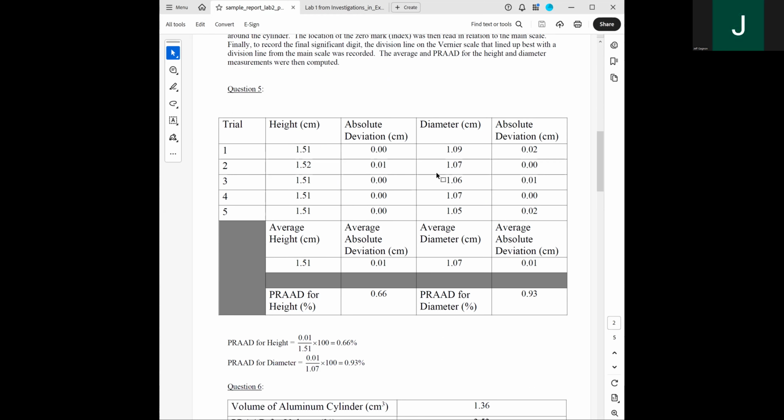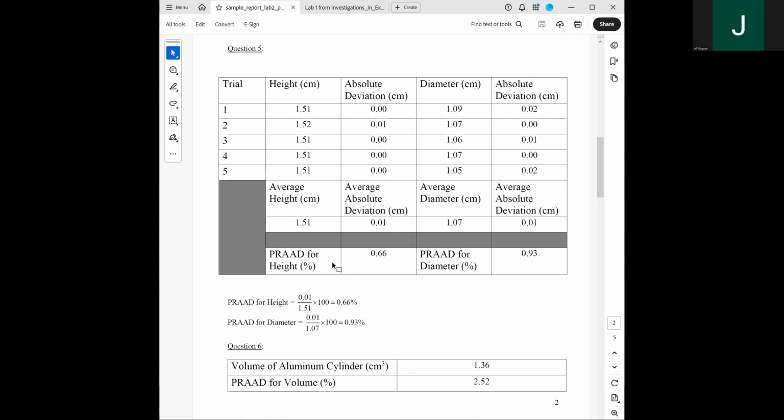Question 5 was include all of your data, right, in the table. So again, I gave you guys the height and diameter, but you have to include all the other data, right? Do all your calculations. You don't have to show me the absolute deviation calculations for height, but make sure you show me the final calculations, like the PRAD for height and the PRAD for diameter. So I showed those 2 calculations here.